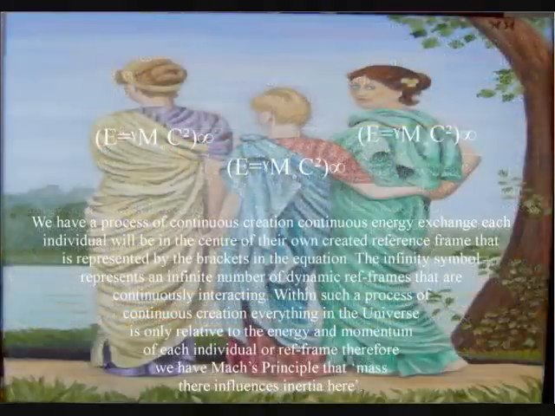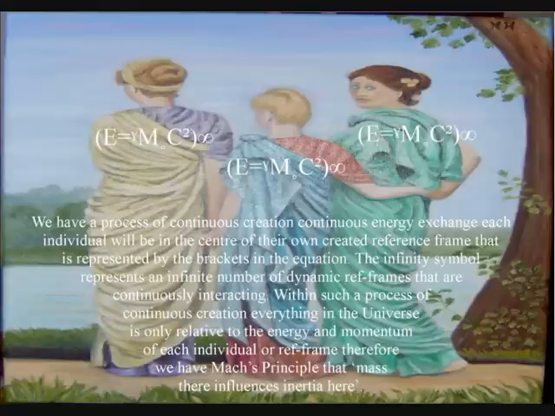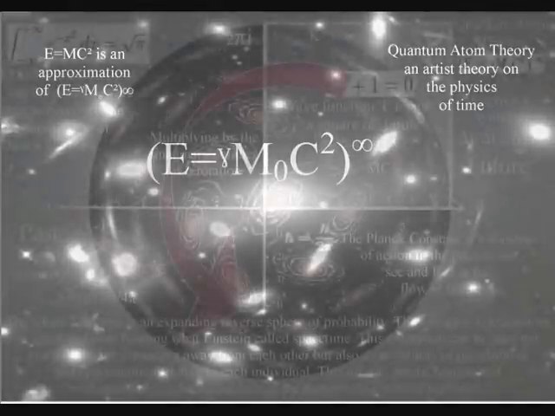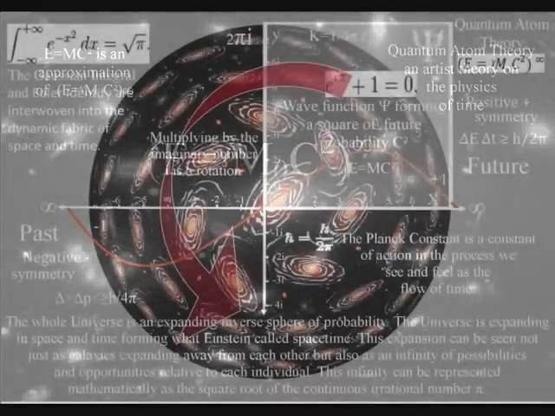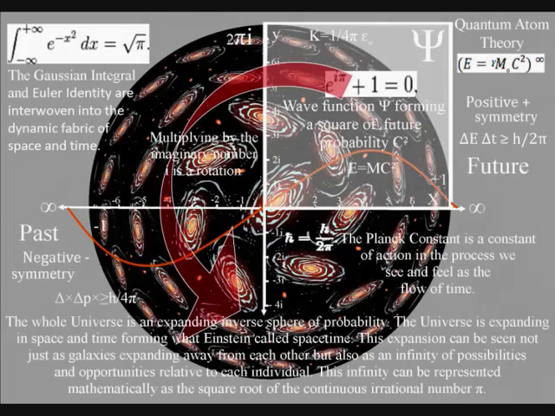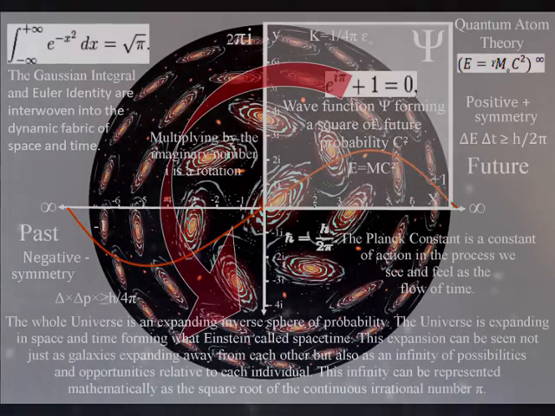The brackets represent the dynamic boundary condition of the reference frame. This is formed by the surface area of the sphere that forms a two-dimensional boundary condition. The infinity symbol represents the whole universe as an infinite number of dynamic reference frames that are continuously interacting, forming the uncertainty of everyday life.